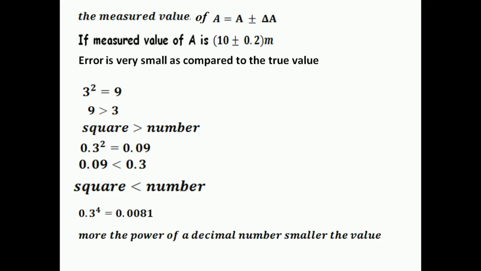Here if you increase the power, the number becomes further small. You can see 0.3 square is 0.09, and if you take 0.3 to the power 4, you will get 0.0081, which is less than 0.09. So the more the power of a decimal number which is less than 1, the smaller the value we get. And if you multiply two numbers which are less than 1, then their product will be less than either of the numbers. So 0.06 is less than 0.2 or 0.3.